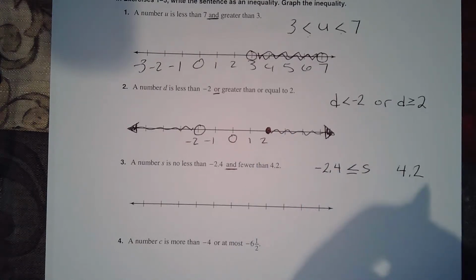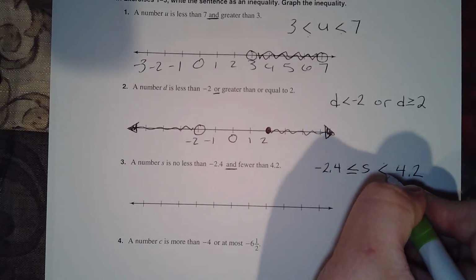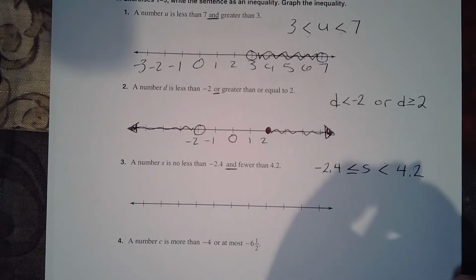And fewer than 4.2. So that means it's also going to be a less than sign, but it says fewer than. So in this case, it's saying that we're not including the number, but the 2.4, it's no less than that number's the lower end, but I can't reach 4.2. Okay, I'm sorry, 4.2 is what I meant. So let's graph this. So the first thing we're going to do is put it on 0.